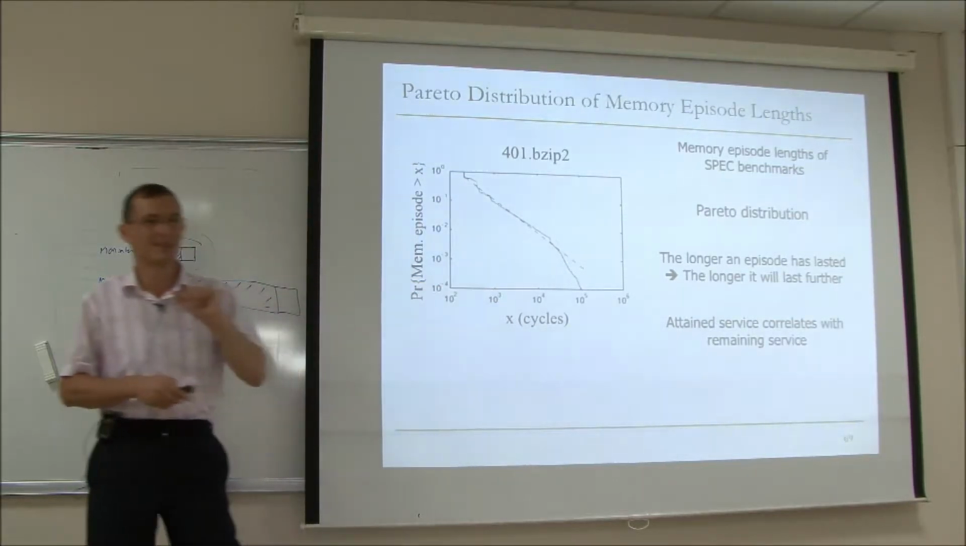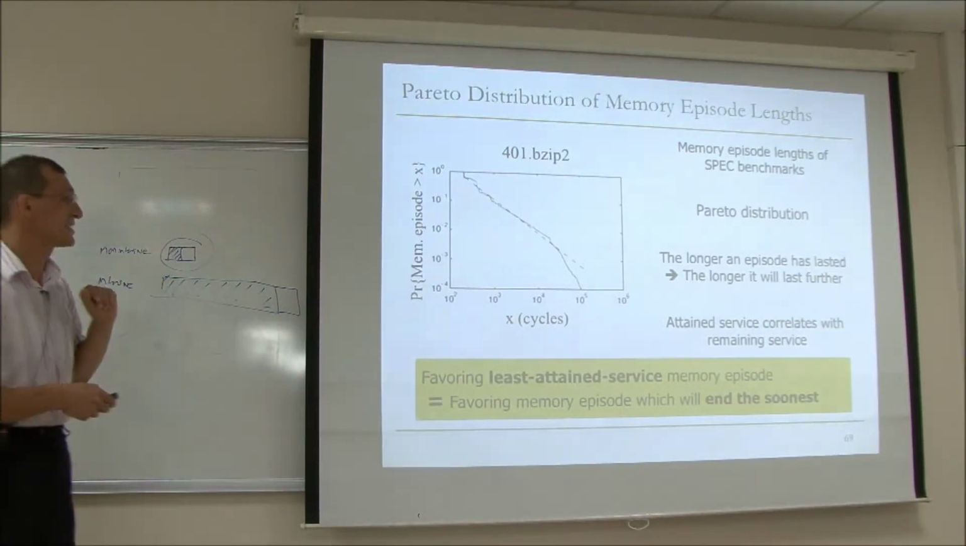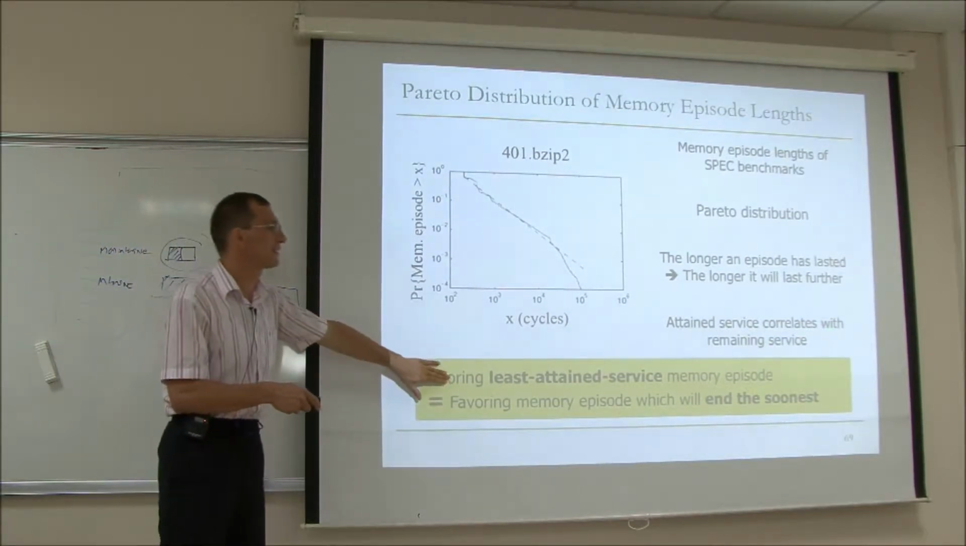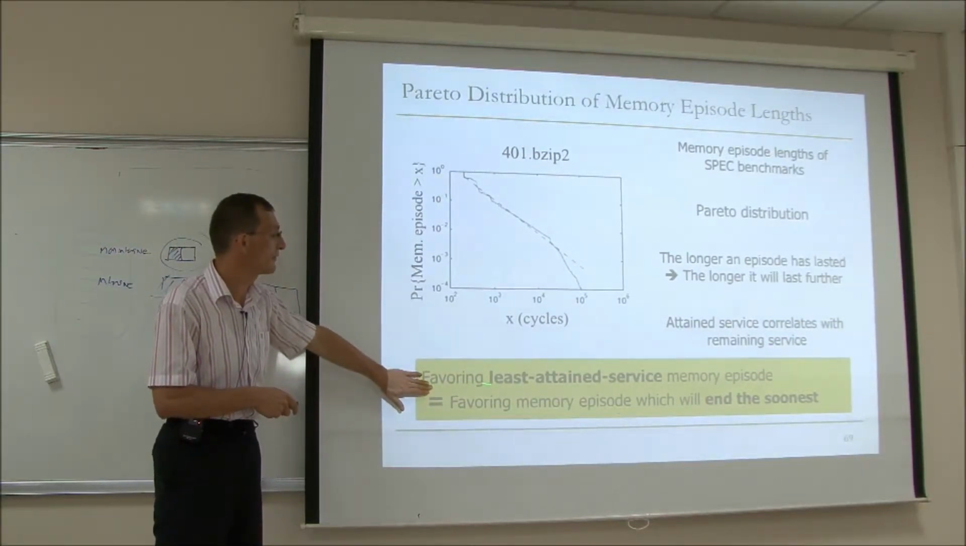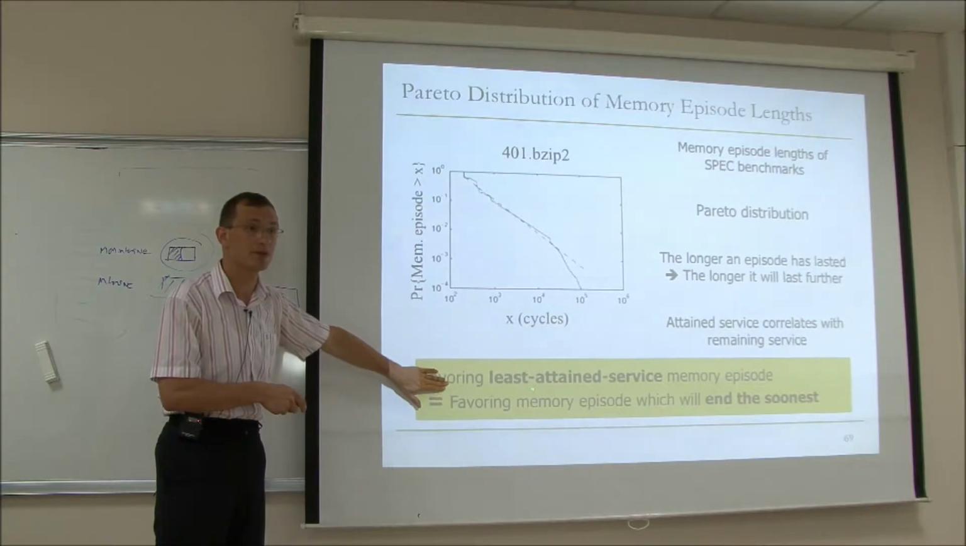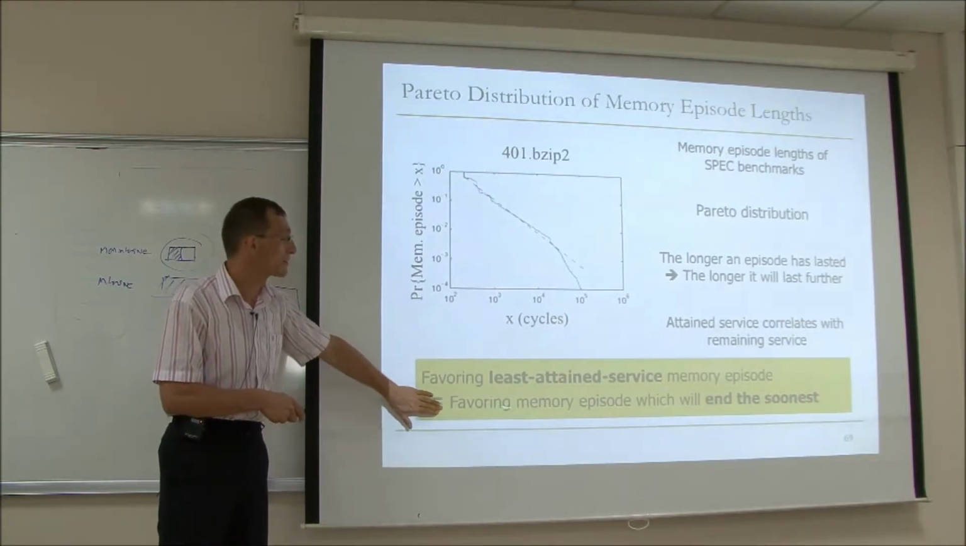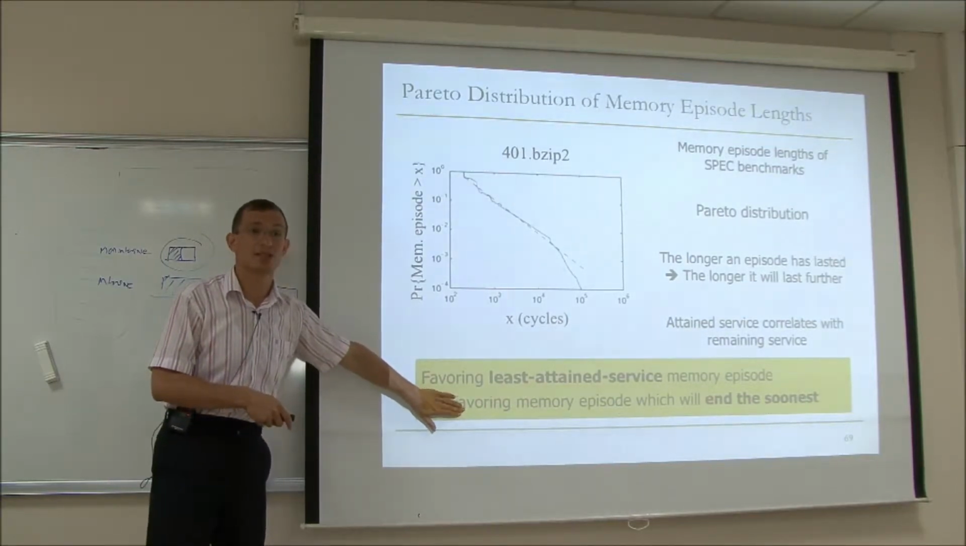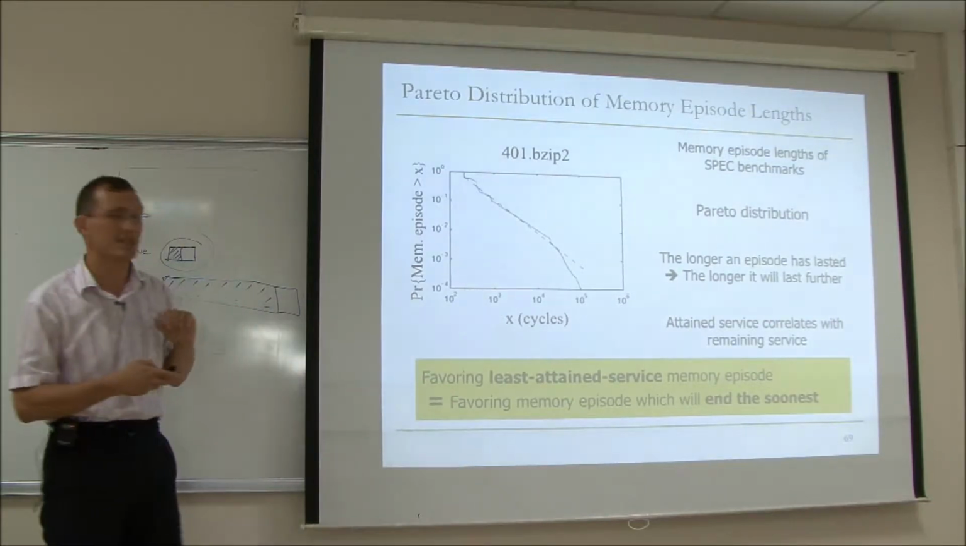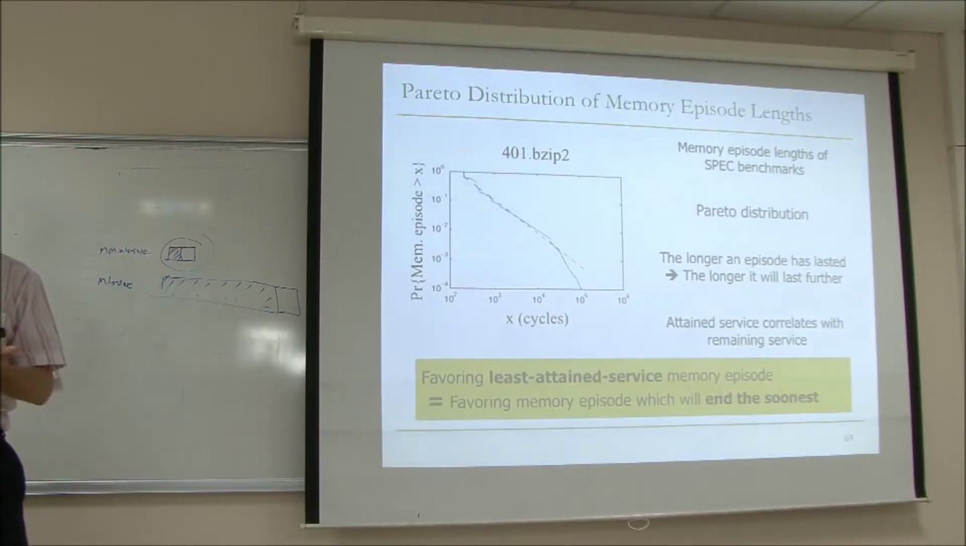Okay, so that's the idea basically. Attained service correlates with remaining service. So if you favor least attained service memory episodes, it amounts to favoring memory episodes which will end the soonest. And the hope is that that will maximize system throughput because it minimizes the amount of time the system will spend on these memory episodes.